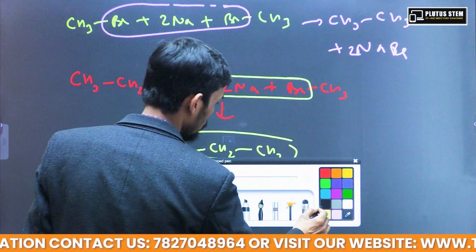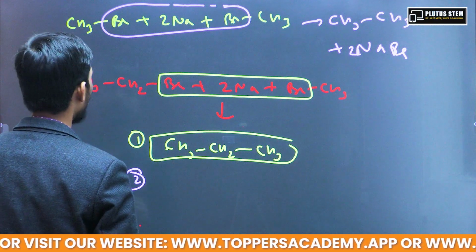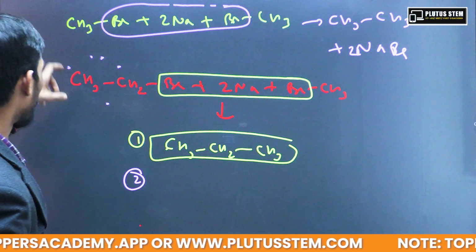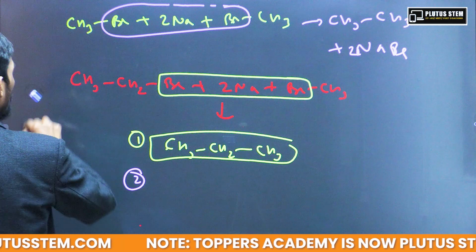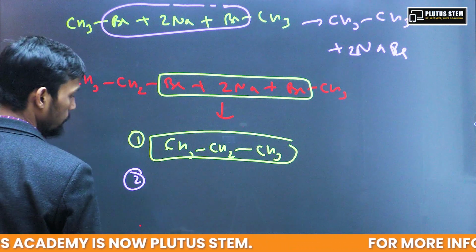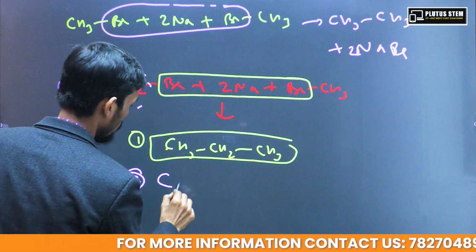And the second thing which we are going to get over here will be this ethane, sorry. This ethane molecule can self-react with each other and we will get a butane.